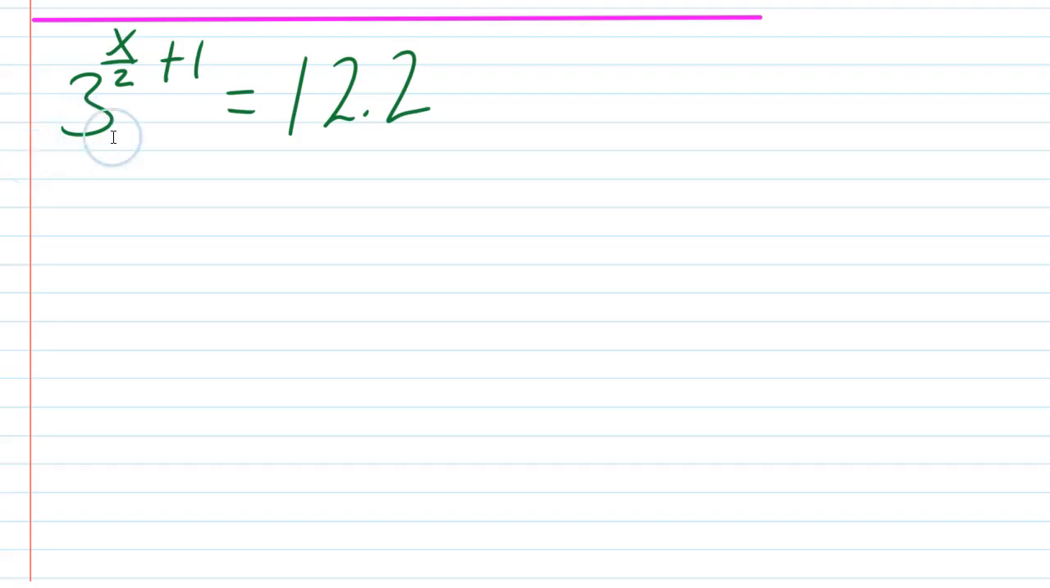Here again, there's no way I could get a common base between the 3 and the 12.2. So what I'm going to do here is simply log both sides. Now notice I did not write a base, meaning our common base is 10, which means I can use a calculator. When I log something, I can bring that exponent down in front. Now the steps are going to be the same as the last problem. I suggest pausing, working it out on your own, seeing if you get it right.